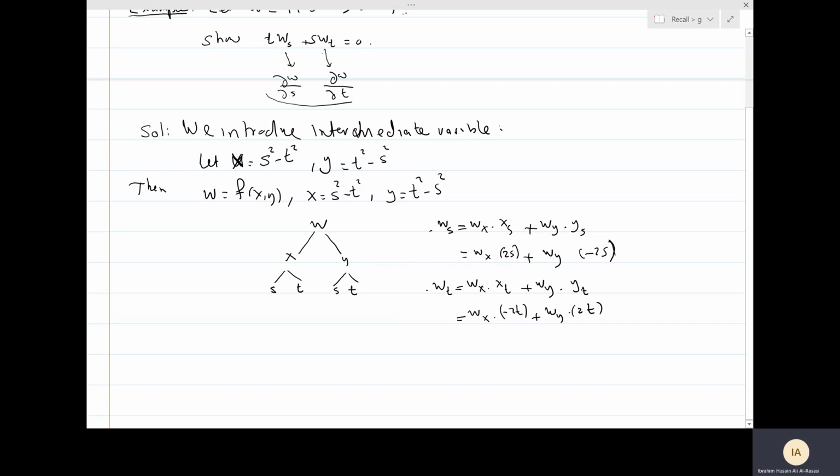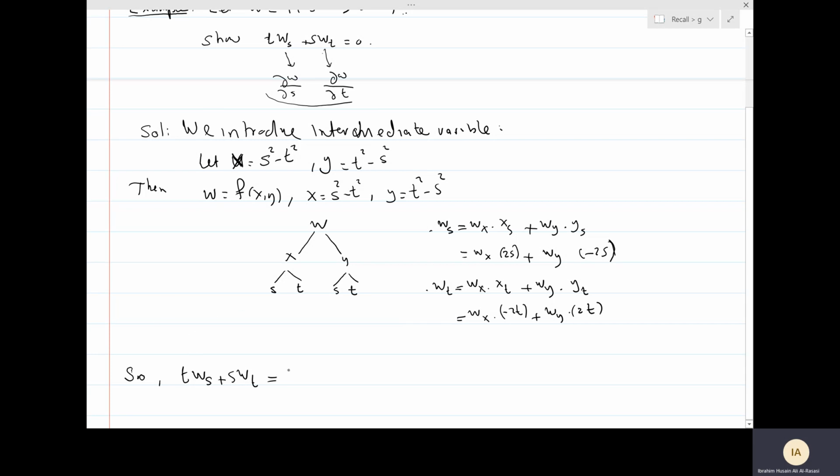So this is W sub S and this is W sub T. Now I substitute here, okay. This implies then, so. Now what is T? W sub S plus S W sub T, okay. This is what I want to show. You compute this one and show that it is equal to 0. So now I have W sub S and W sub T computed here, substitute here and see what you get.